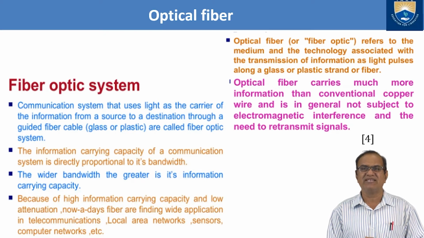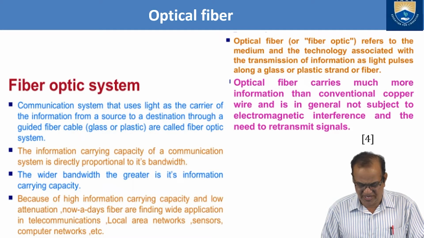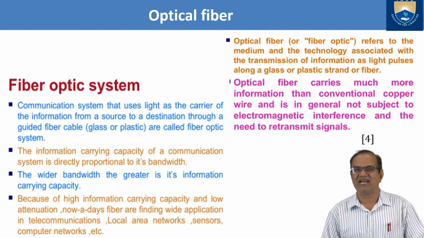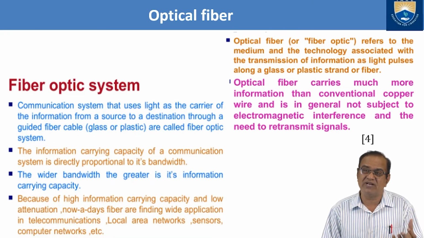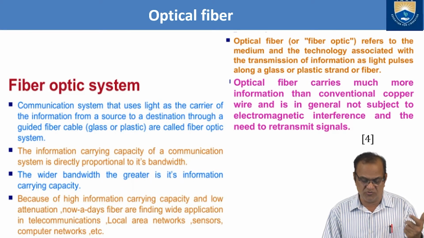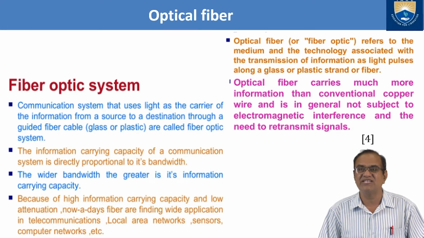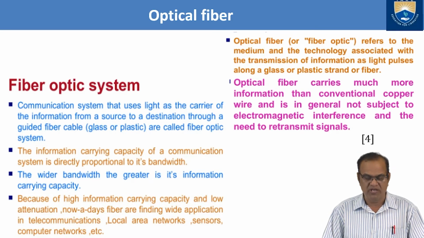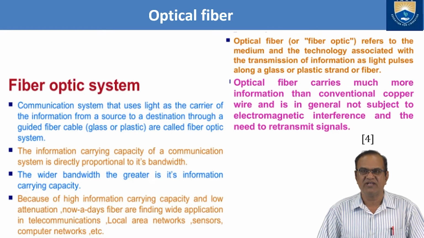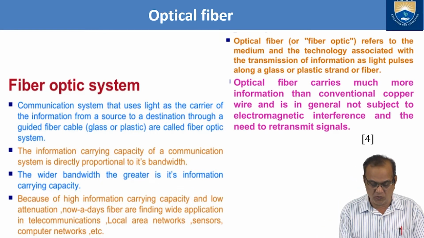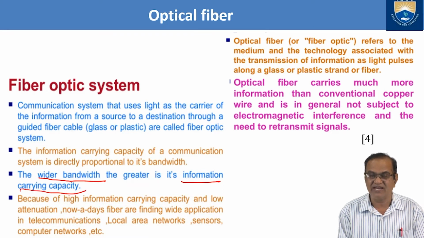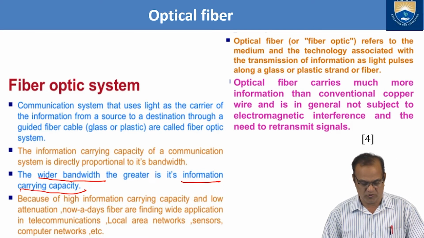The information carrying capacity of a communication system is directly proportional to its bandwidth. So the more bandwidth you have, the faster the communication can be done, and it is directly proportional to the capacity of the communication. The wider the bandwidth, the greater the information carrying capacity. With wider bandwidth, it can carry more and more information.